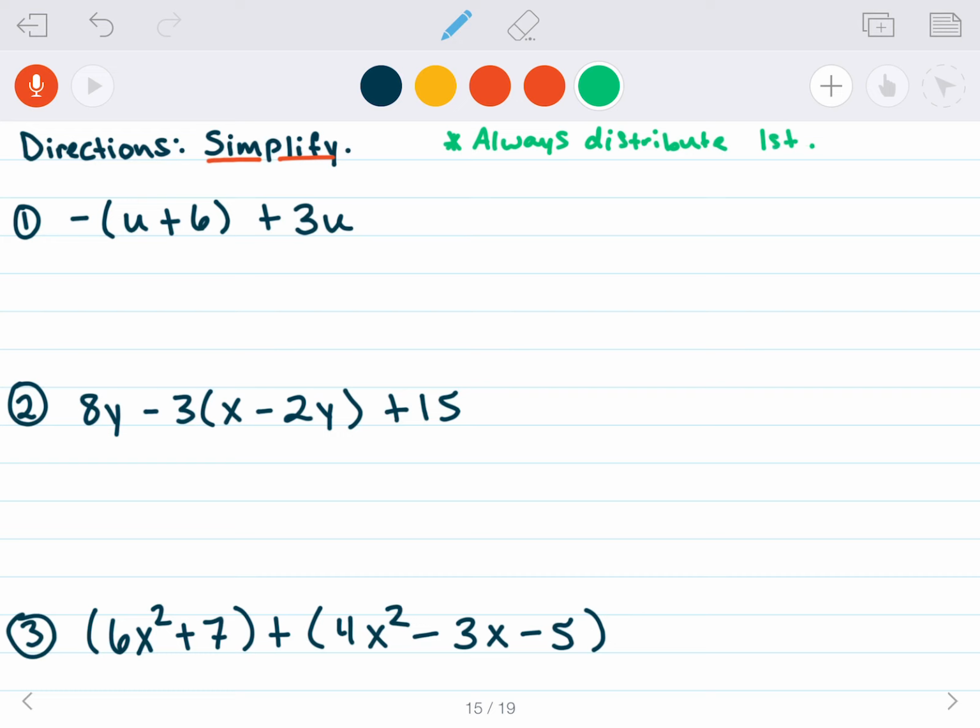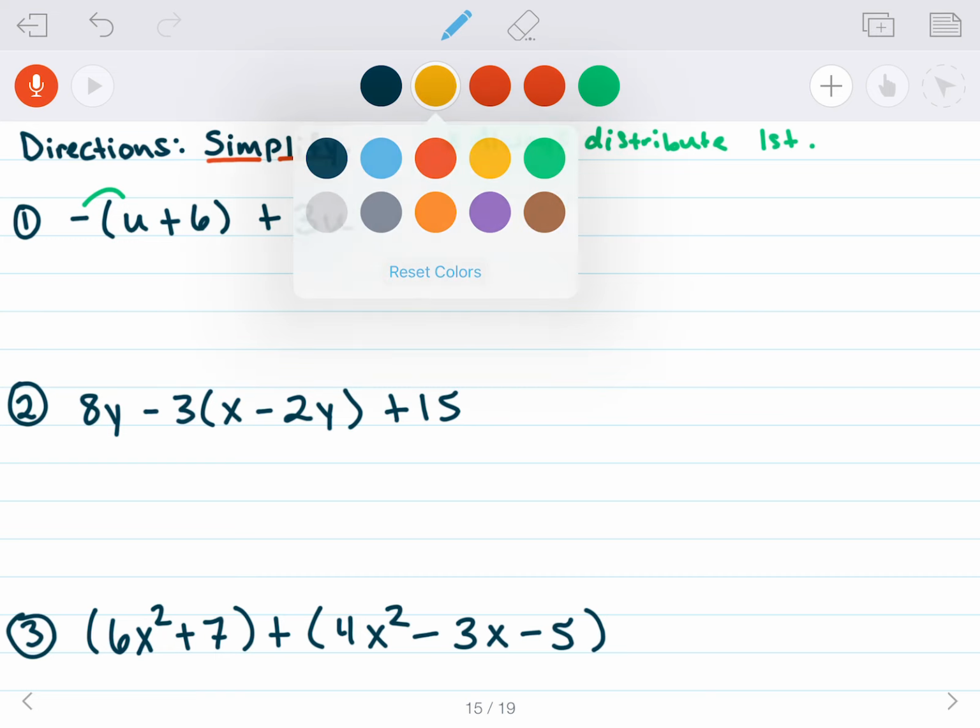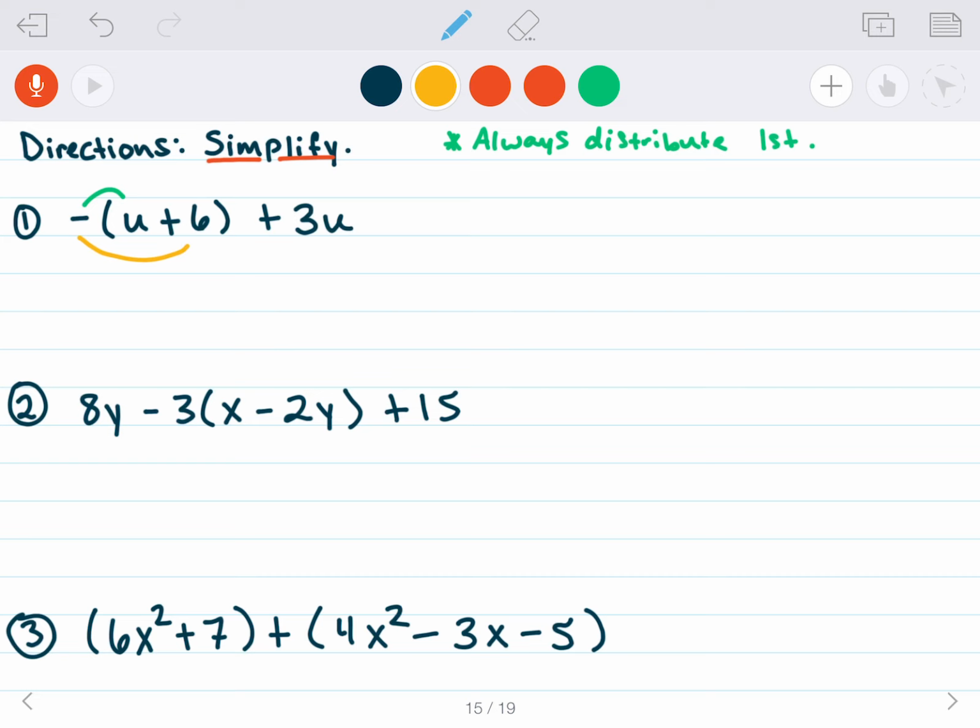Okay, so here I can do that because I have a negative 1 on the outside. The 1's not written there, but it's understood to be there. And I can distribute that guy to the u on the inside and also to the positive 6. So what I have is a negative 1 times positive u, and then a negative 1 times a positive 6, and this plus 3u is still there at the end. Right? Didn't do anything there. It's not in parentheses, so I didn't have to distribute.